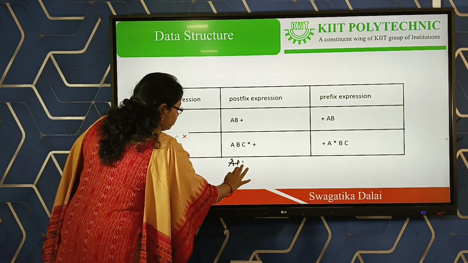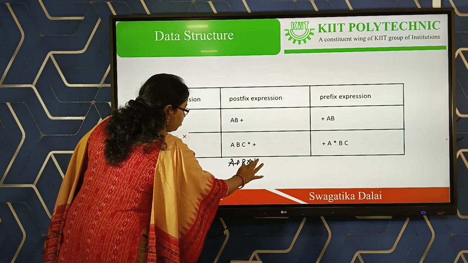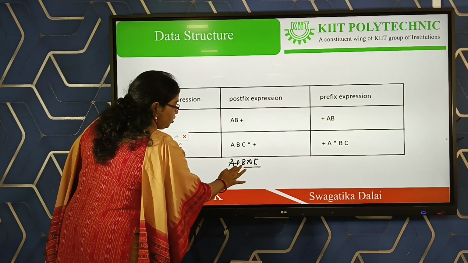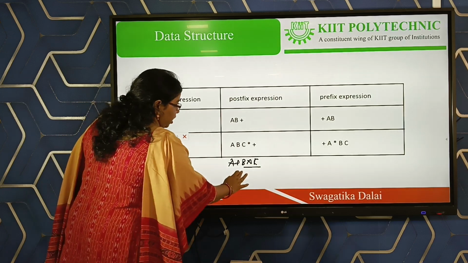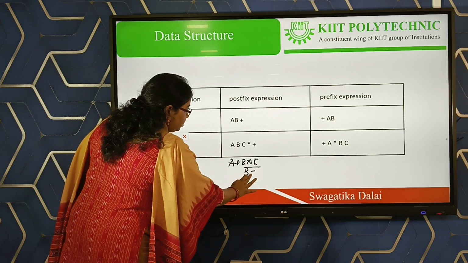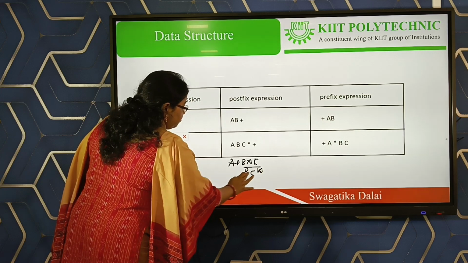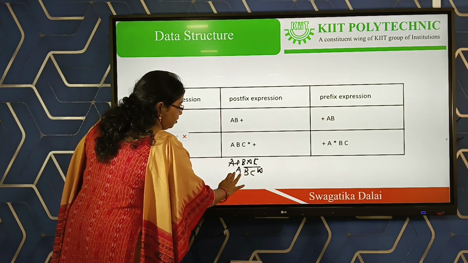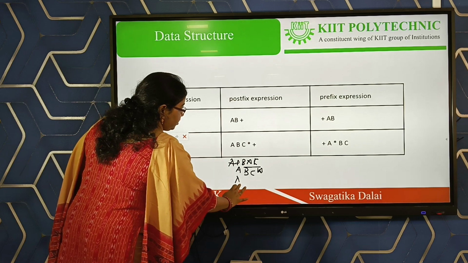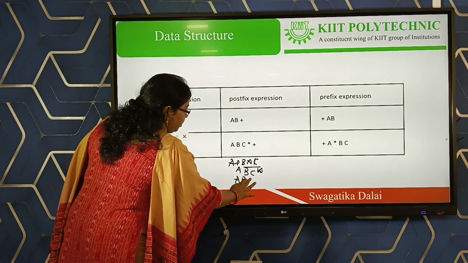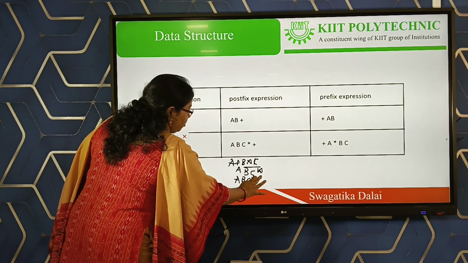A plus B into C. So first we have to evaluate this B into C. I have to write B, C, into, then A. So the final result will be A, B, C, into, then plus.